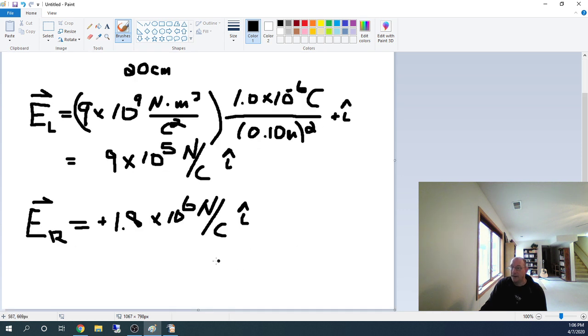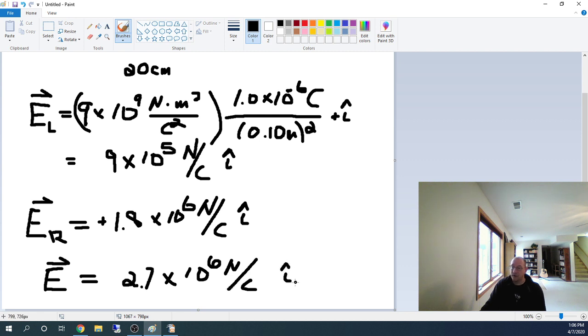And then the total electric field at that spot would just be the sum of these two, and they're both pointing in the positive I direction. So when I add these together, I get 2.7 times 10 to the sixth newtons per coulomb in the I-hat direction. And I'll put a plus sign there just for flair. Okay, so that's the electric field.